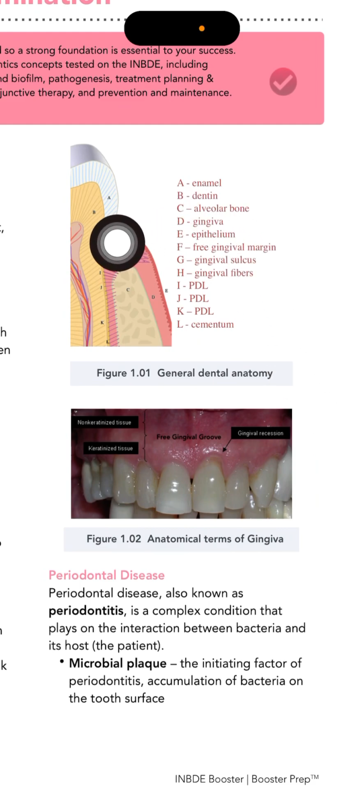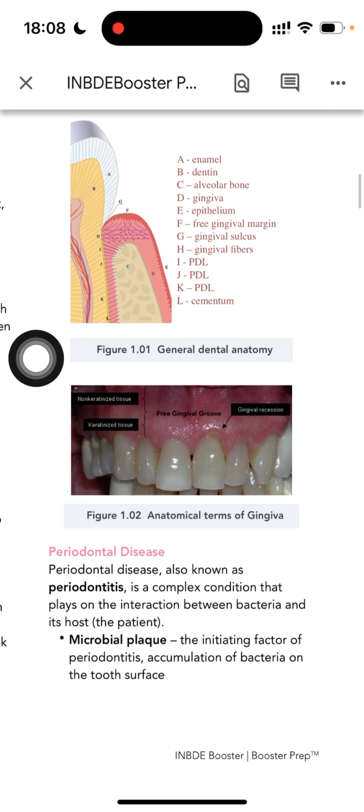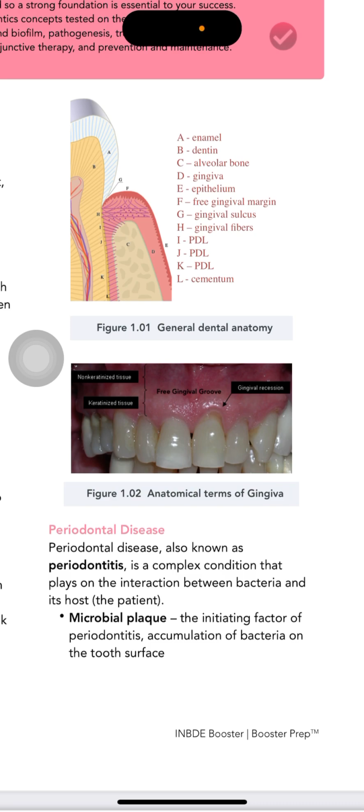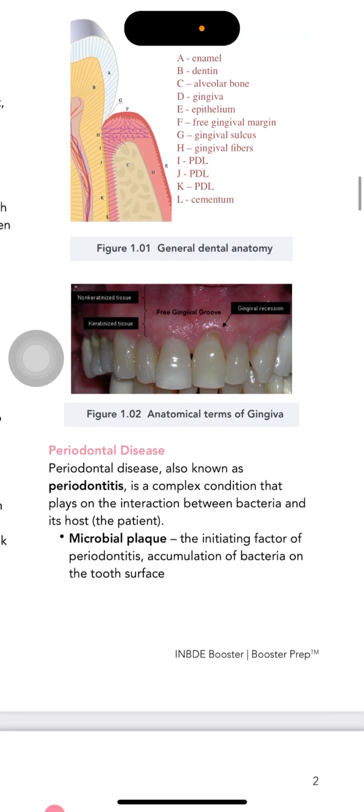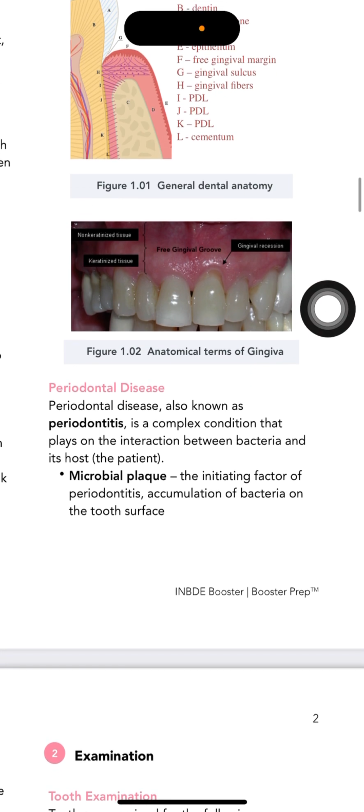Cementum, dentin, alveolar bone, gingiva, free gingival margin, gingival sulcus, gingival fibers, PDL, periodontal ligament, cementum. General dental anatomy. Non-keratinized tissue, keratinized tissue, gingival groove, gingival recession. Anatomical terms of gingiva.